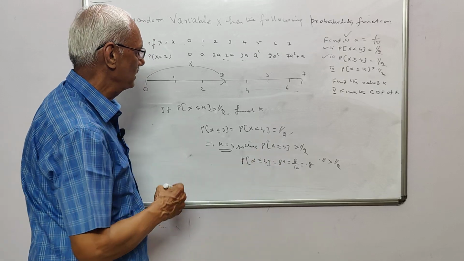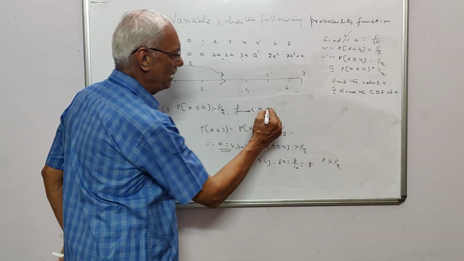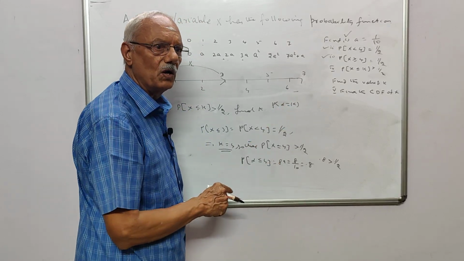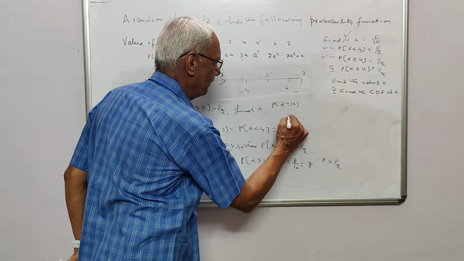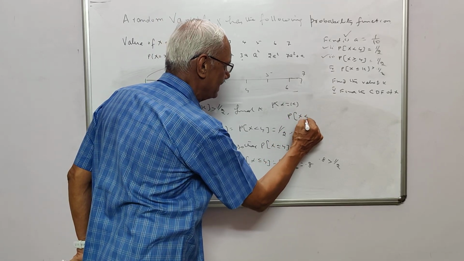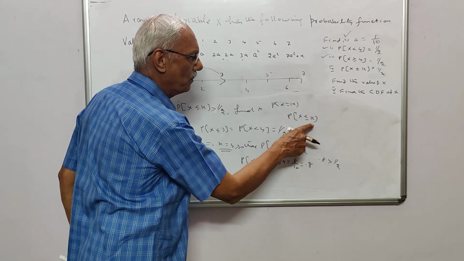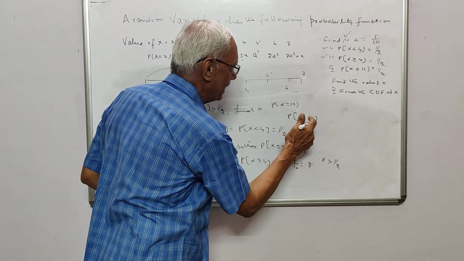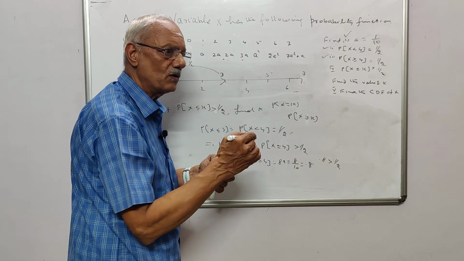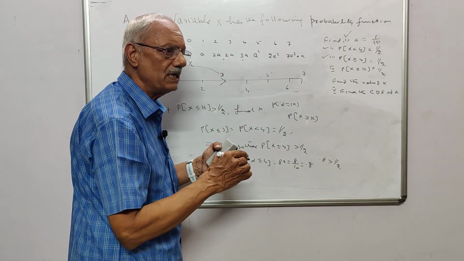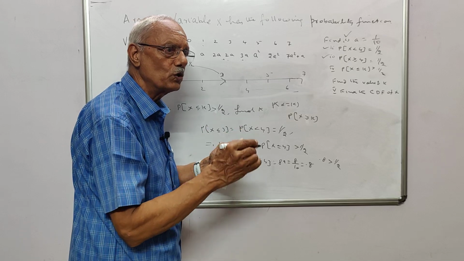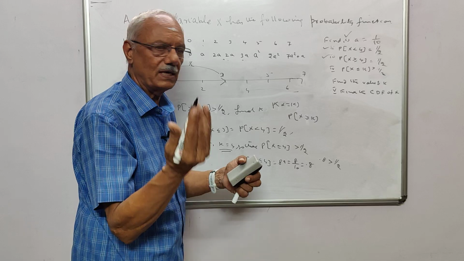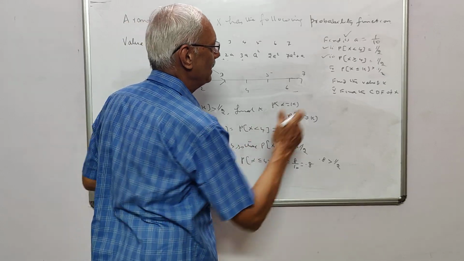Can you understand? So understand that P of x is equal to k means the probability at the point k. If it is P of x less than or equal to k, it means the sum of the probabilities up to k. And if you have P of x greater than or equal to k, it means the sum of the probabilities of all the events at and beyond k. So that is the meaning of that. So I have finished this also.